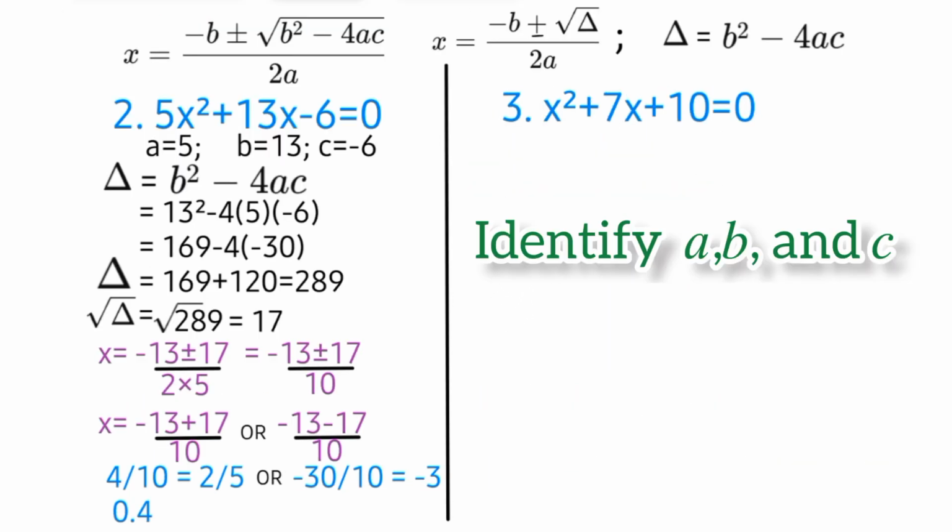Now let's answer number 3 question. Let's identify a, b, and c. A is 1 because the coefficient of x squared here is 1, b is 7, and c is 10.